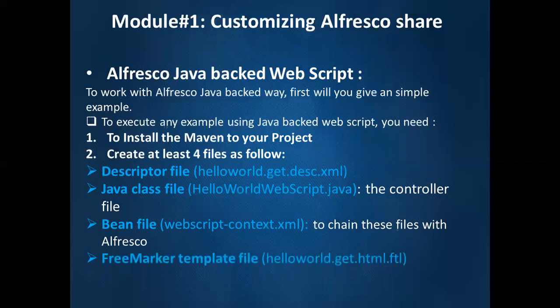Let's move to the fourth file, the FreeMarker template file. This FreeMarker template file is an FTL file, and, as we already saw, it is for displaying our program. The name I gave here is hello world, but you can give any name you want: .get, .html, and .ftl. Good.